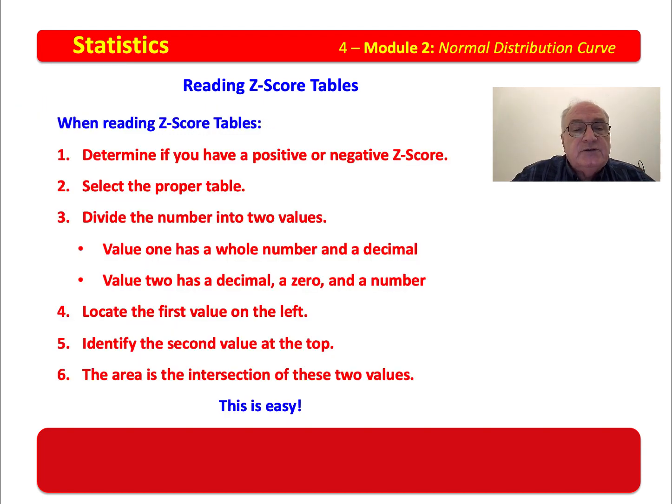Now, when reading z-score tables, the first thing you have to do is determine if you have a positive or a negative z-score. You select the proper table. You have a positive table and a negative table. You divide the number into two values. One value has a whole number and a decimal number. The other value has a decimal, a 0, and a number. So we can make this thing work. You locate the first half on the left. You identify the second half at the top. The area is at the intersection of those two values.